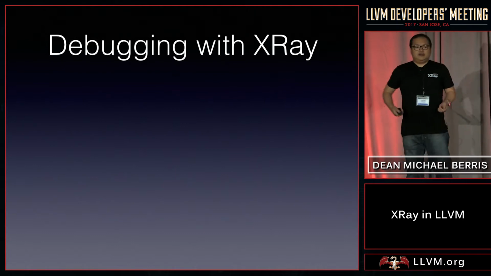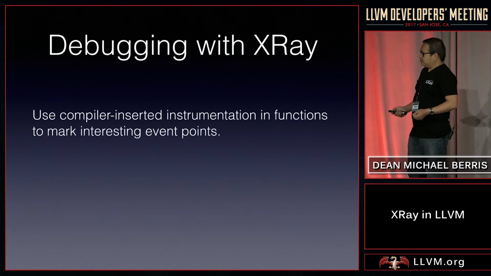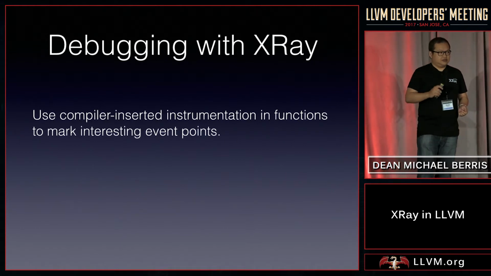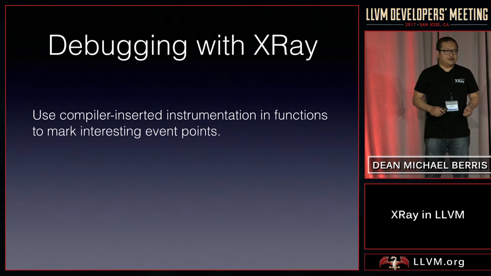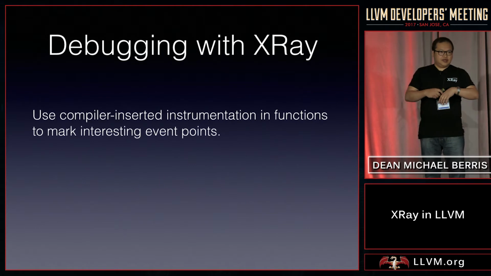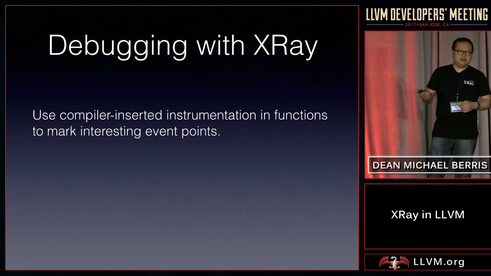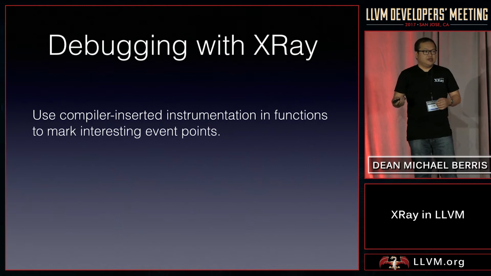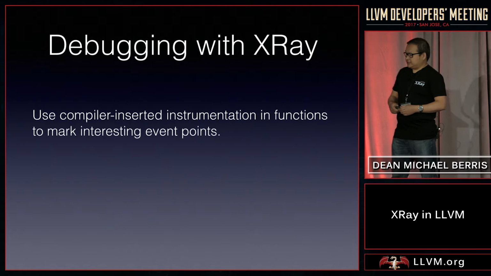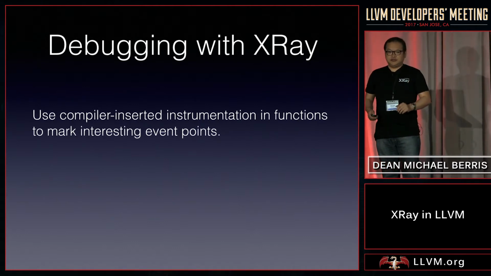So the promise with X-ray is that first, we want to help make the cost lower and also the barrier to entry lower. So we use the compiler's help to do this. For anything that uses LLVM, or mostly for C programs, we use the compiler to insert instrumentation at interesting points in a function. So suspend disbelief, right?